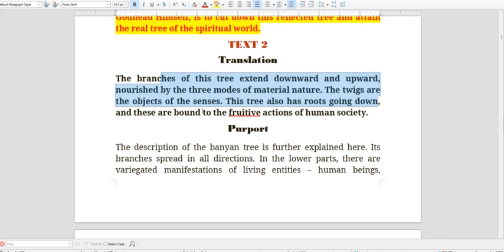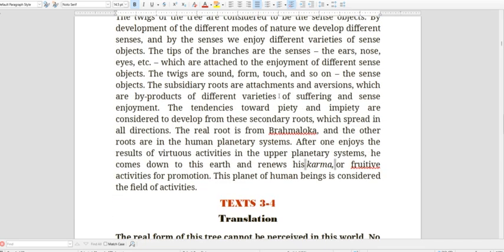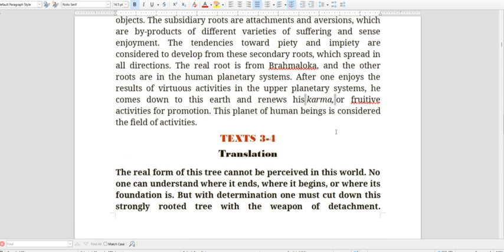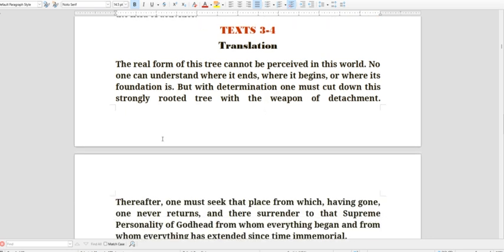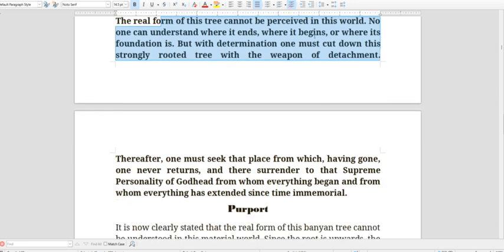Ah, this is nice, that is nice. The tree also has roots going down, and these are bound to the fruitive actions of human society. So there are roots going up also, and there are roots going down also. I'm not reading this because we are discussing that. The real form of the tree cannot be perceived in this world. No one can understand where it ends, where it begins. So it's an imaginary tree. It's an analogy that is given.